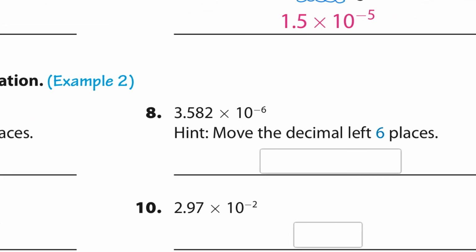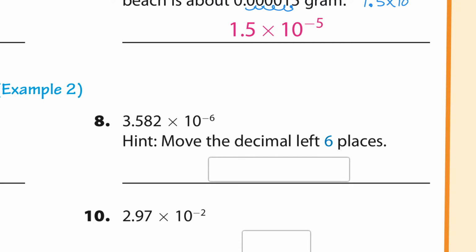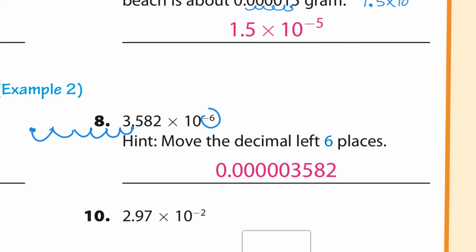And for this one, I'm just going to go right into the problem here. So that -6 tells me this is going to move 1, 2, 3, 4, 5, 6 times. And I have 5 zeros there. So there you go. I think I have 1, 2, 3, 4, 5 zeros. And then I have that same number right there.